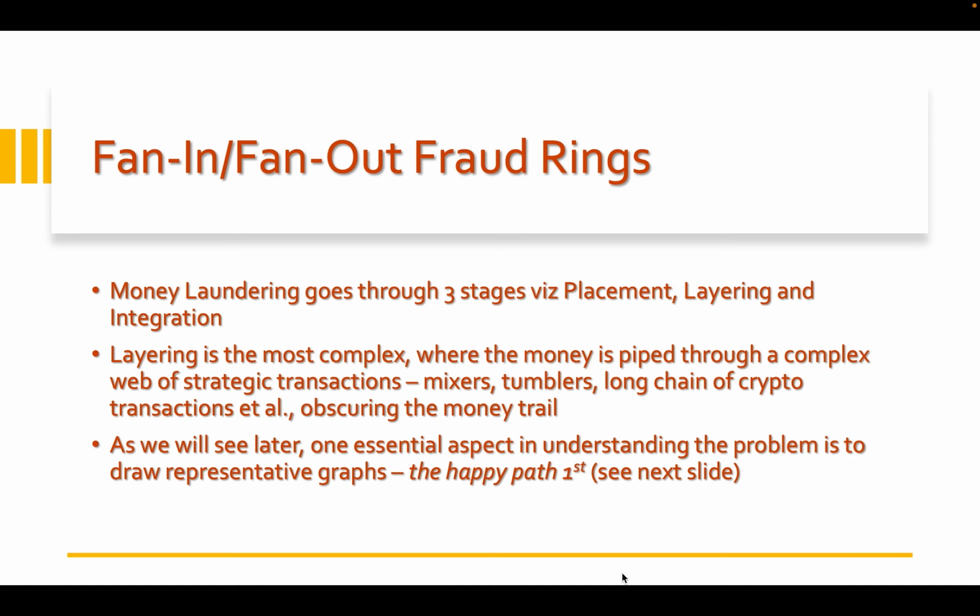One of the interesting, challenging patterns in money laundering is the fan in, fan out. Money laundering goes through 3 stages: placement, layering, and integration. Layering is the most complex, where money is placed through a complex web of strategic transactions: mixers, tumblers, long chains of crypto. And the idea is to obscure the money trail.